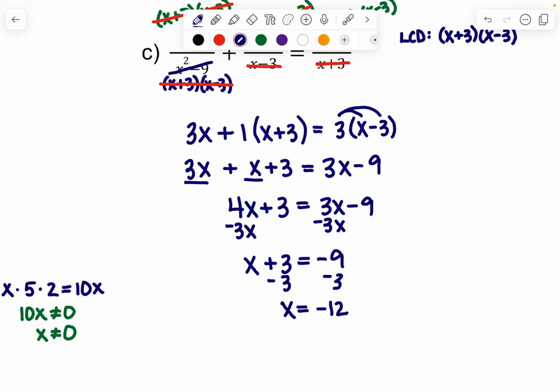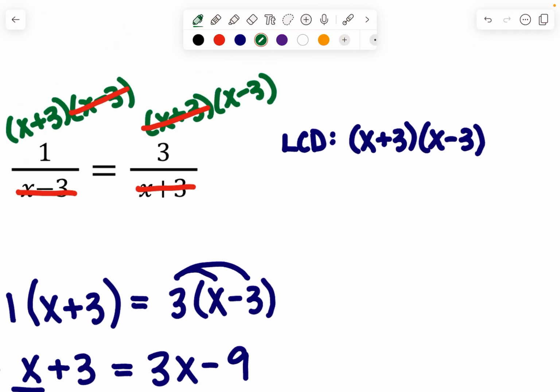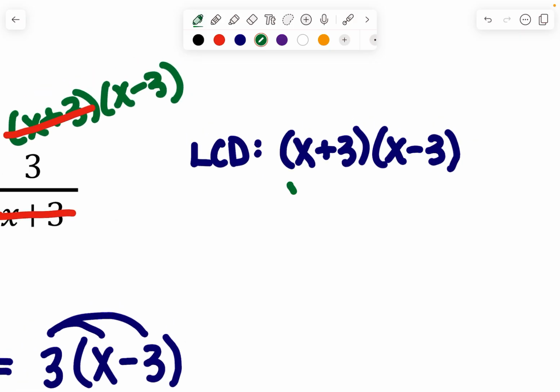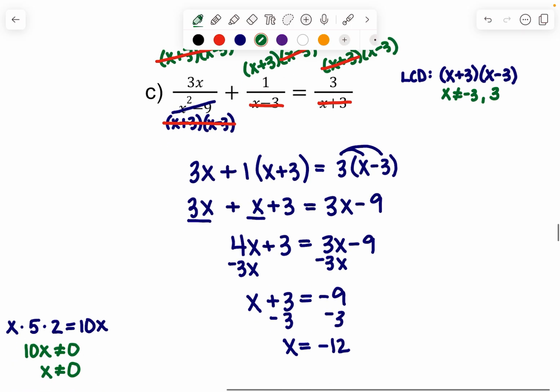All right, going back up to our LCD, one thing I forgot to mention, what can x not equal? From our LCD, we know x cannot equal negative 3 and positive 3. So now the question, can x equal negative 12? And it can. It's not one of our restrictions, so this is our answer.